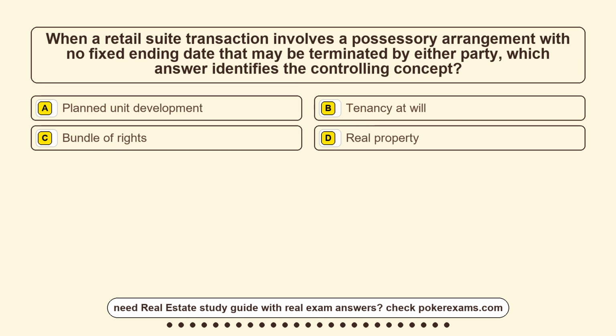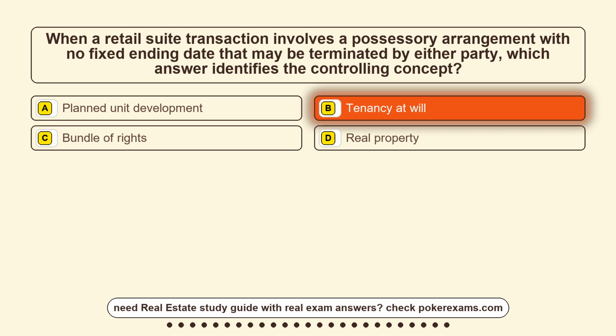Question 14. When a retail suite transaction involves a possessory arrangement with no fixed ending date that may be terminated by either party, which answer identifies the controlling concept? Option A, planned unit development. Option B, tenancy at will. Option C, bundle of rights. Option D, real property. The correct answer is option B, tenancy at will.